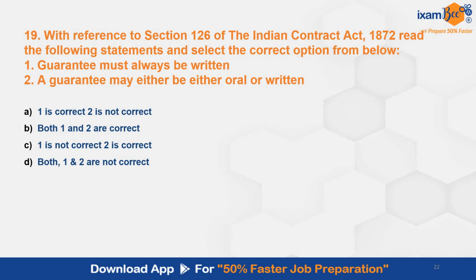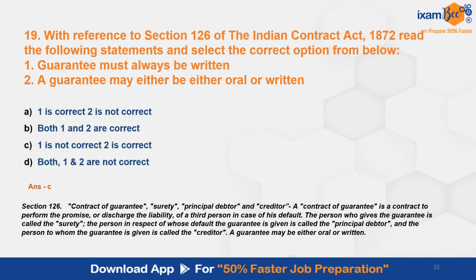option from below. Guarantee must always be written. A guarantee may either be oral or written. The correct answer is C. 1 is not correct, 2 is correct. So guarantee can be either written or oral. Section 126 deals with contract of guarantee, surety, principal debtor and creditor.